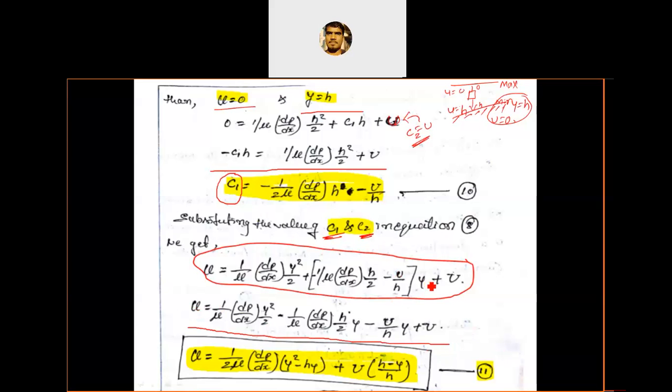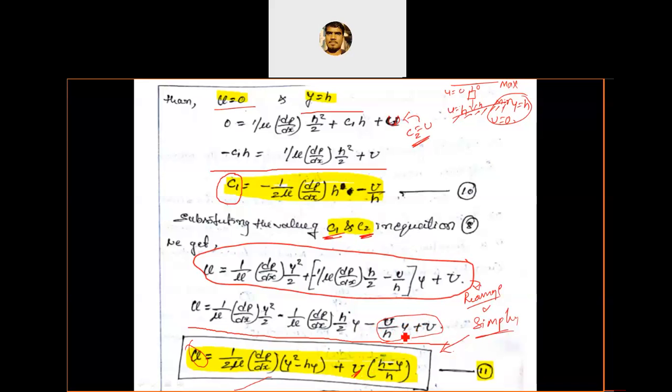we get the final equation. So u is equal to 1 by 2 mu dp by dx, which is a constant, we take out this constant, times y square minus h y. We already took this constant out, 1 by 2 mu dp by dx, so the remaining is y square minus h y. And here if you arrange these two, I made separate similar terms. Capital U by h y plus U. Here if you take U as a constant, finally h minus y, divided by h. If you simplify, h gets cancelled, only U is remaining, and minus U y by h is remaining.